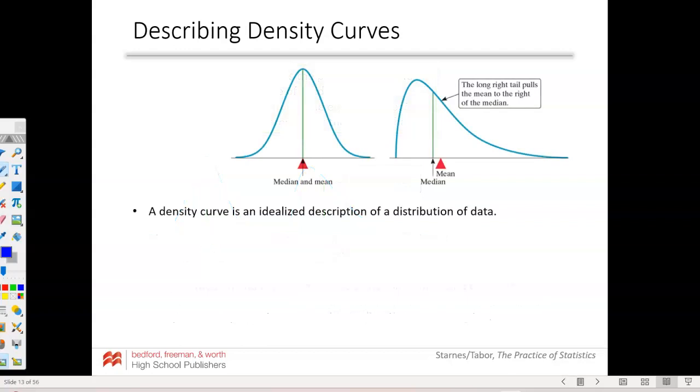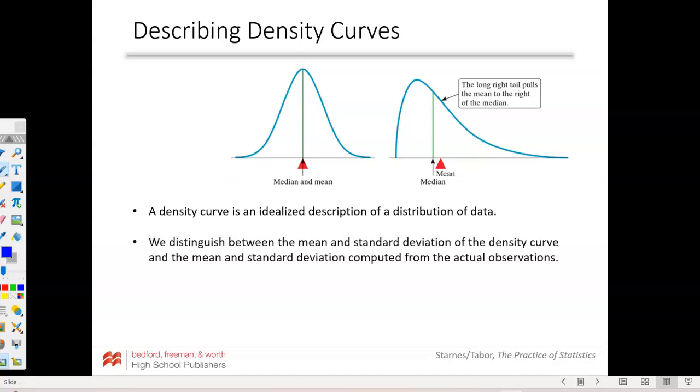And it's idealized. A normal curve is an idealized curve, so the actual data is a little bit more messy. This is more of a perfect model for typical data when it seems approximately normal.